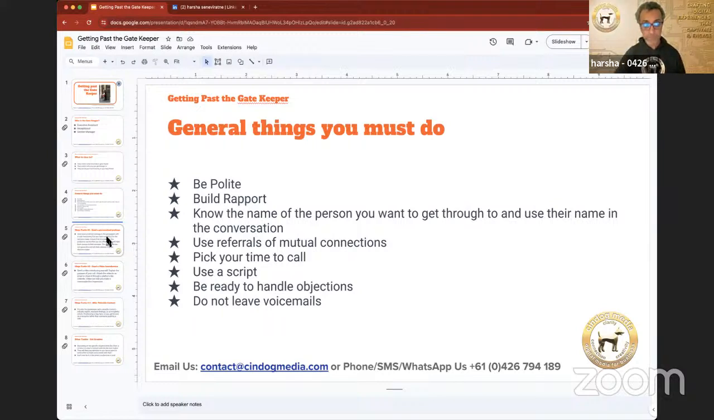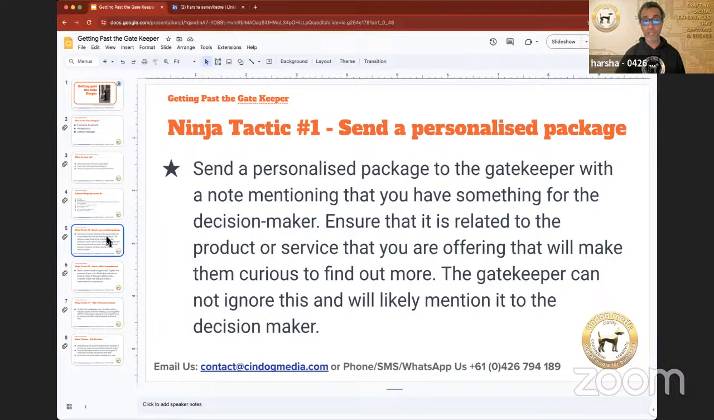So, ninja tactic. Let's get into ninja tactic number 1. Send a personalized package. There's nothing stopping you from going beyond a phone call. Send a personalized package to the gatekeeper with a note mentioning that you have something for the decision maker, whoever that may be. If you know their first name, put it in there. Ensure that it's related to the product or service that you're offering, and this will make them curious to find out more. The gatekeeper cannot ignore this and will likely mention it to the decision maker.